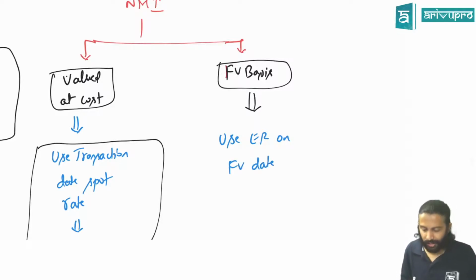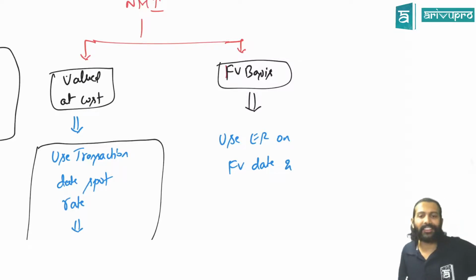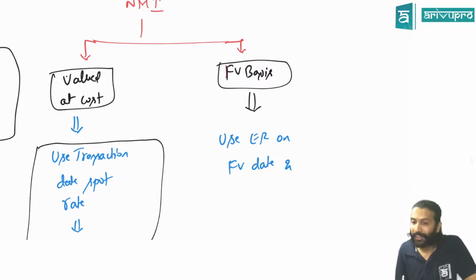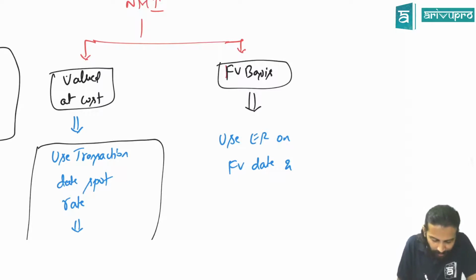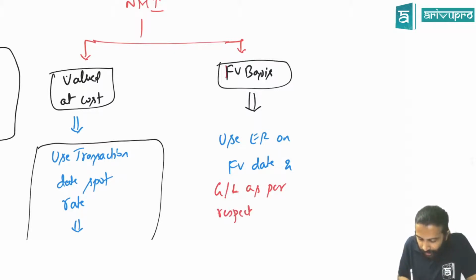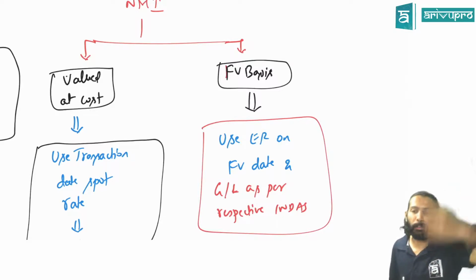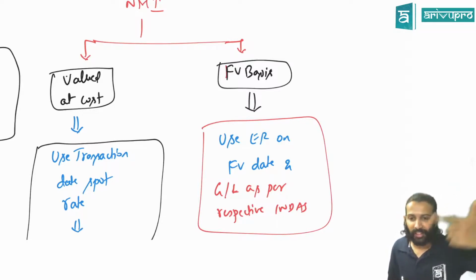You use the exchange rate that is applicable on the fair value date, and this exchange rate and the transaction date exchange rate, will it be the same or will there be a difference? There will be a difference. That means there will be some gain or loss, and the gain or loss as per the respective IND AS. Perfect. Then gain or loss as per the respective IND AS, meaning what? Sir, for IND AS 16 PPE, it says if you're doing the revaluation model, that revaluation surplus, will you book it in P&L or will it go to OCI? That means that exchange gain or loss also will go to OCI.